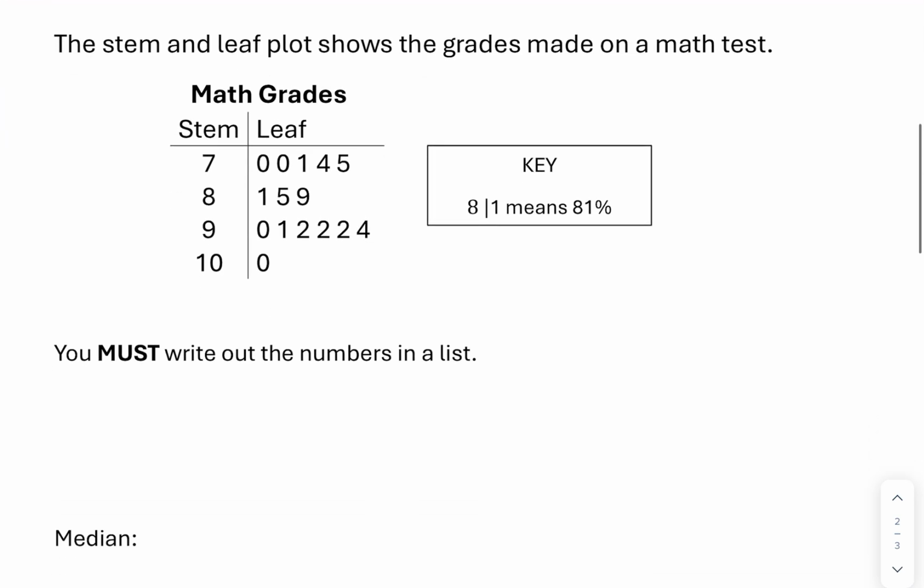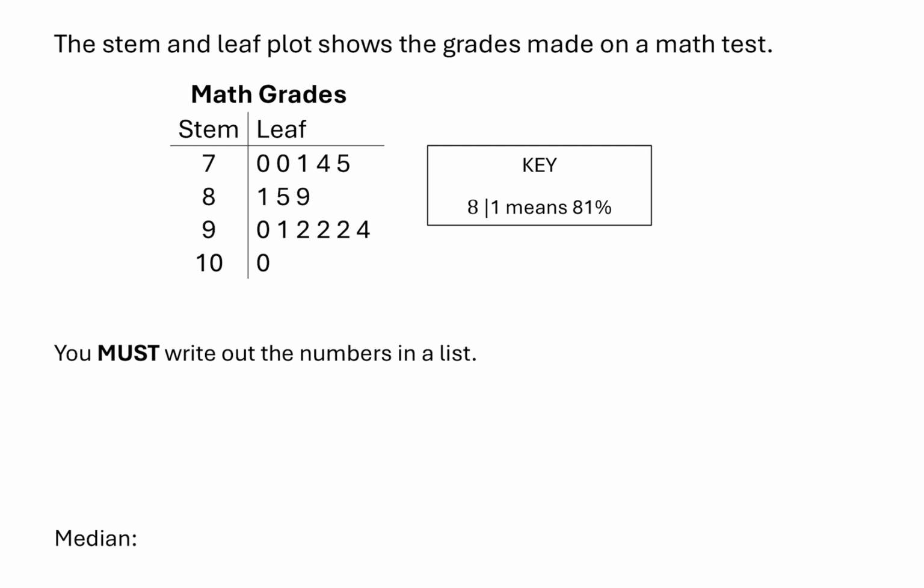All right. So the first one, it says the stem and leaf plot shows the grades made on a math test. So all of these numbers are math tests. And if we look at the key, it says an 8 and a 1 is a percent. So all of these numbers are actual percents. The biggest thing I need you to know is that we are going to write out our numbers. We are not going to answer questions by looking at the stem and the leaf. If we write our numbers out, it's a lot easier.